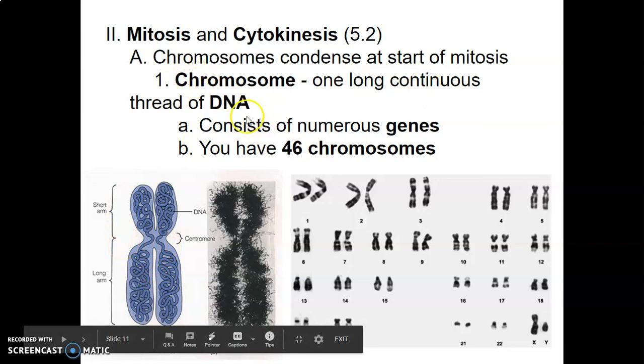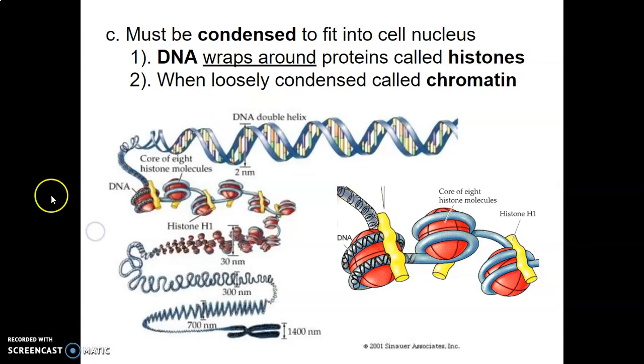All right, so a chromosome is one longest continuous thread of DNA. But it must be condensed. Condensed means tightly packed. Okay, it needs to be wound up in order to fit into a cell nucleus, especially when we're going to make a new cell nucleus through mitosis. And how it does that is this DNA, the spaghetti strands, wraps around these proteins called histones.